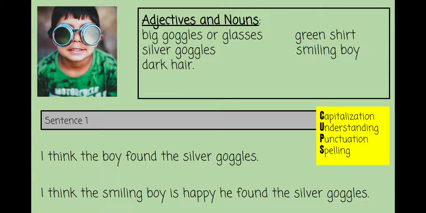So capitalized, my first sentence word is capitalized. If I read the sentence, if anyone else came along and read the sentence, will they understand it? I'm going to read it just to make sure. I think the smiling boy is happy he found the silver goggles. Yep, understanding is correct. Punctuation, have an ending mark, and my spelling is correct. So I will get all 4 points for that sentence.